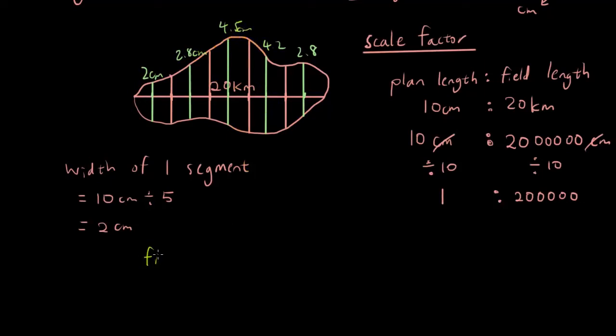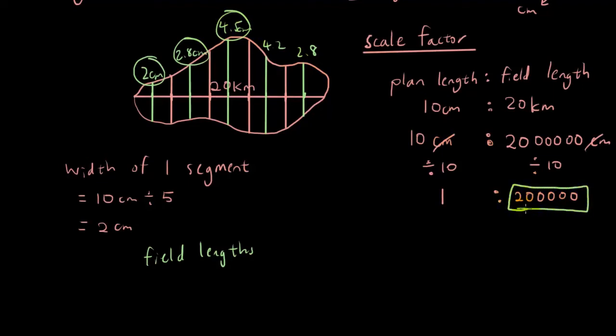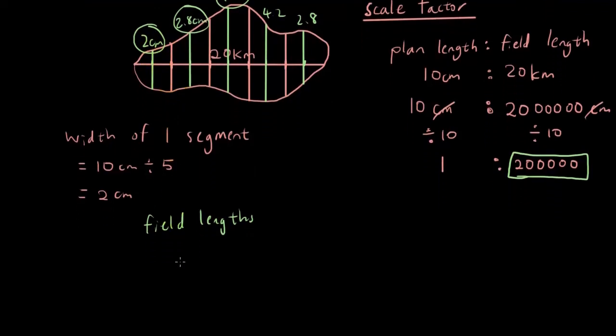So to get the field lengths, all we're going to do is multiply each of these numbers by 200,000 as suggested in the scale factor, because the scale factor tells us that 1 centimeter on the plane is 200,000 in real life. So 2 centimeters on the plane is how many in real life? Well, it's 2 times 200,000, and we're going to do the same to each of these.